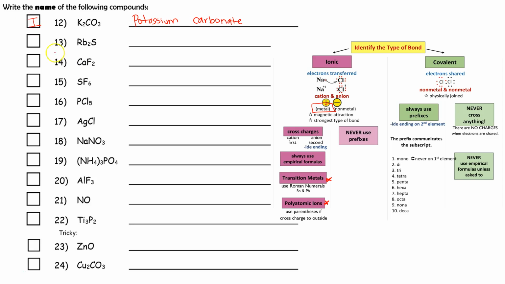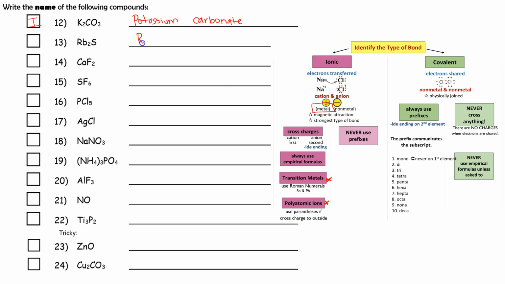All right, number 13. I did forget to indicate that's ionic. All right, we got Rb2S. As I'm looking at this example, I need to figure out if these are metals or nonmetals. Rubidium is an alkali metal, so I know automatically that it's ionic. I know that I'm going to name the cation first and the anion second with an IDE suffix.